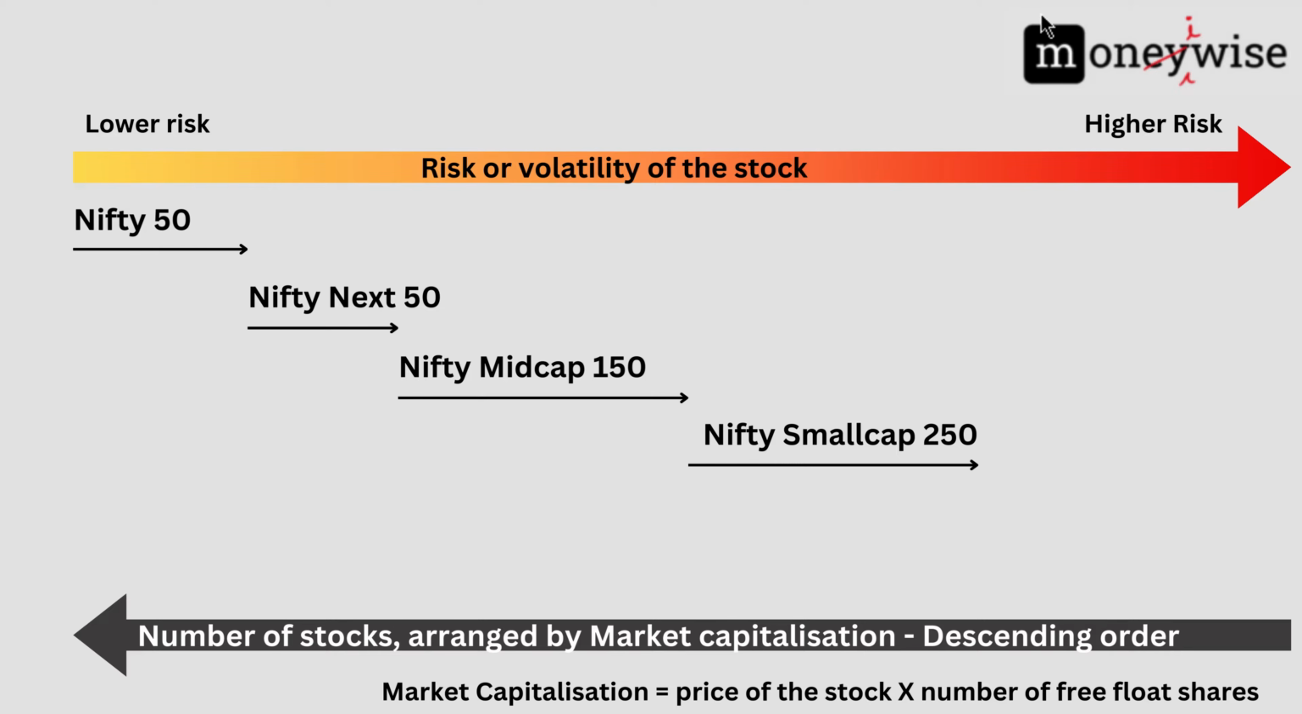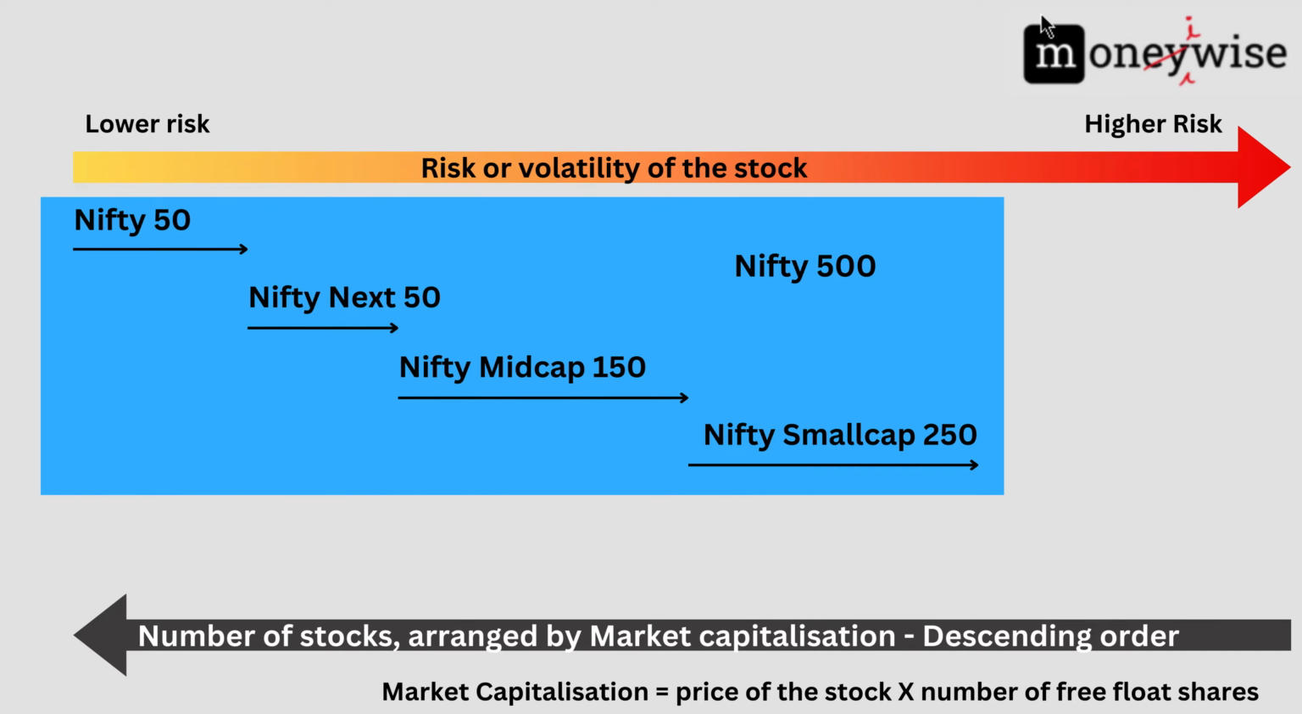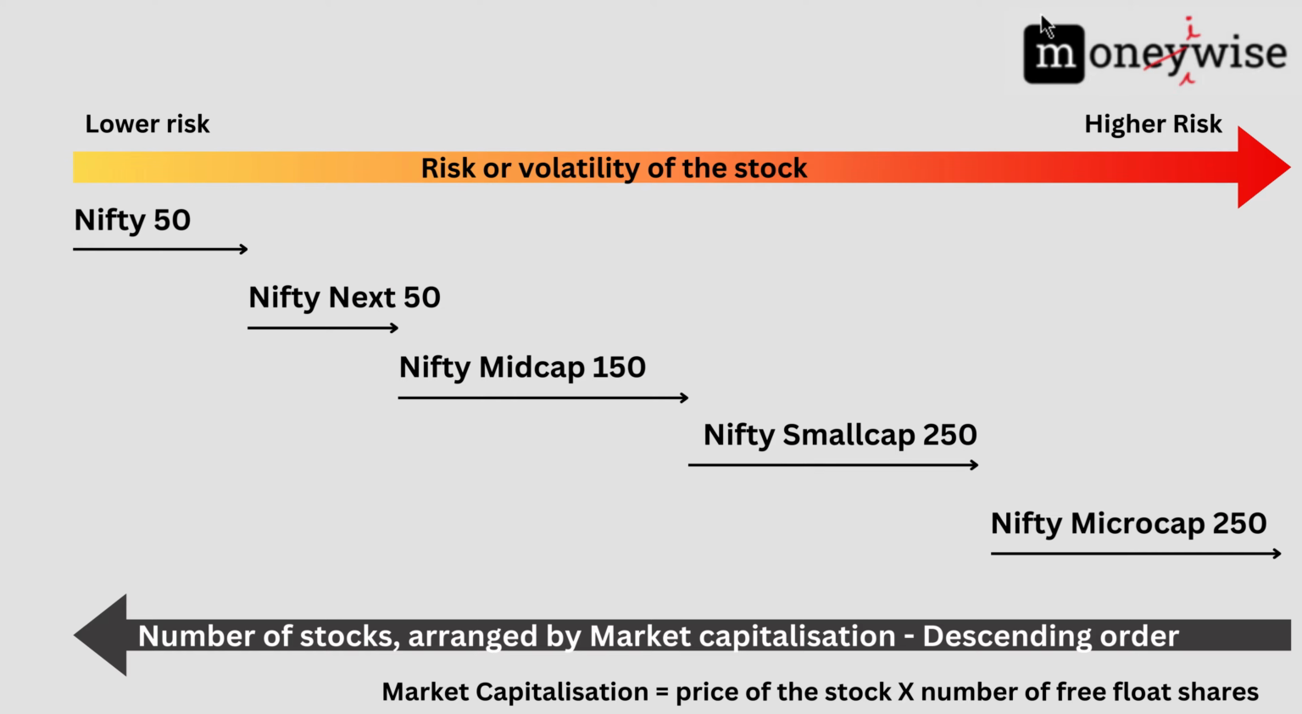The 250 stocks after the top 250 stocks are called small cap companies, which are represented by the Nifty Small Cap 250 index. So together so far, all the indices put together form the Nifty 500 index. The Nifty Micro Cap 250 index represents the 250 companies post the Nifty 500 companies. So friends, this is how the 750 stocks are organized in the Nifty index. And now you also know the relative risk involved in investing in these companies.